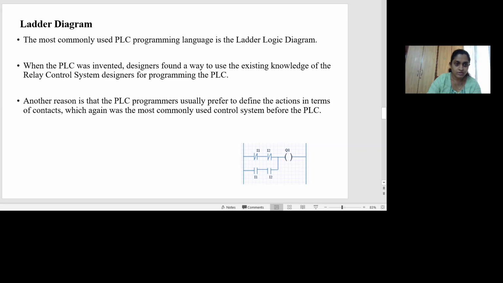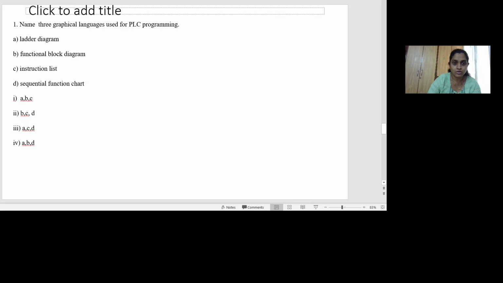So these are the five programming standards defined by the IEC organization. Now let's have a look at the quiz part. Here you can see, I'll read out the question. Name three graphical languages which are used for PLC programming. The options are ladder diagram, functional block diagram, instruction list, sequential function chart. The choices are ABC, BCD, ACD, ABD.